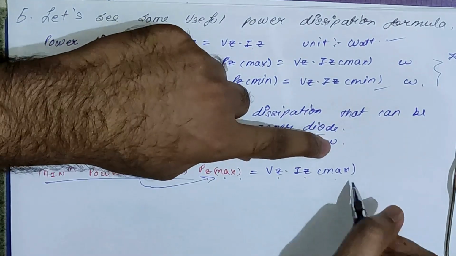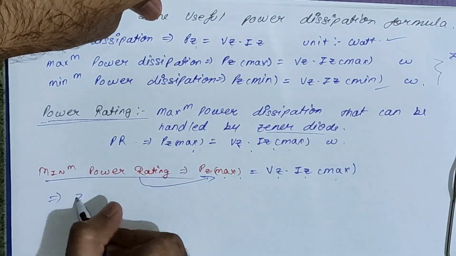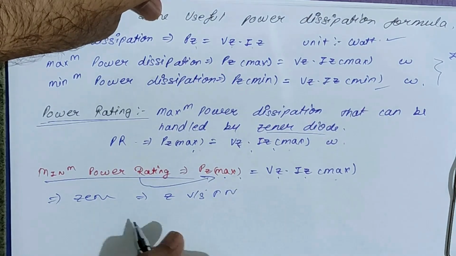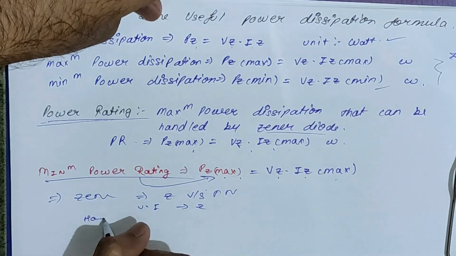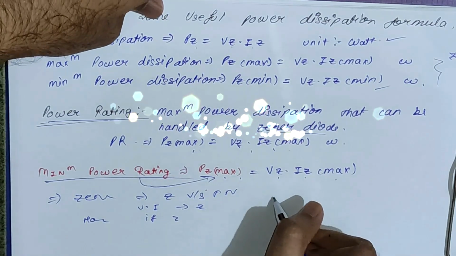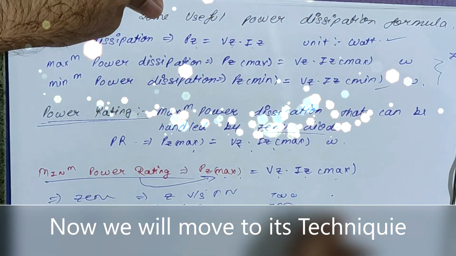So if I sum up the whole video, first we have seen what a Zener diode is, what the difference between Zener and PN diode is, then we have seen the VI characteristics of the Zener diode, then we have seen how we can identify if the Zener diode is in breakdown or not, then we have seen the two types of regulation, then we have seen the important topic of power dissipation.